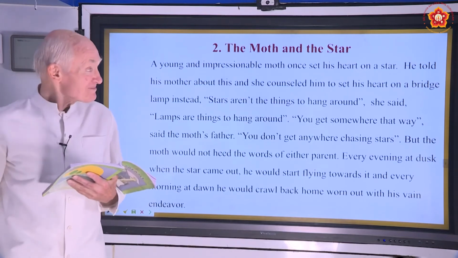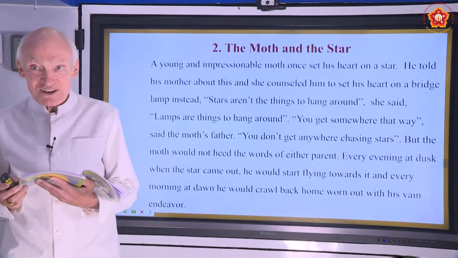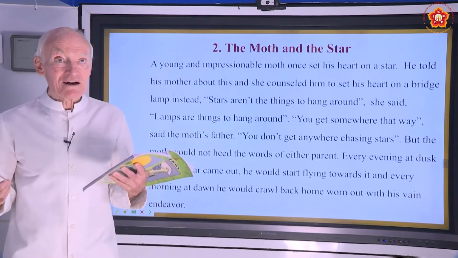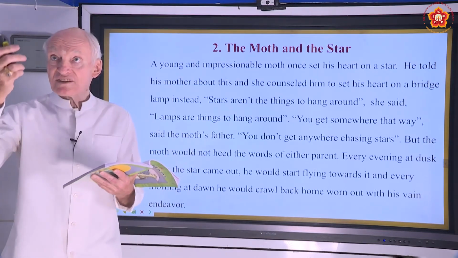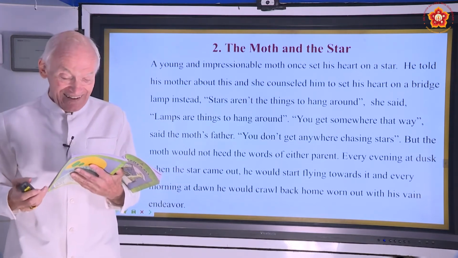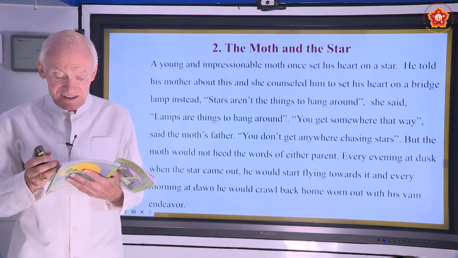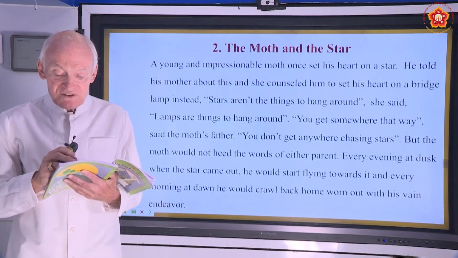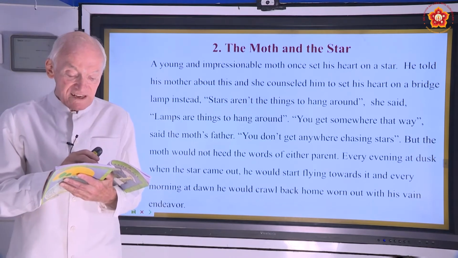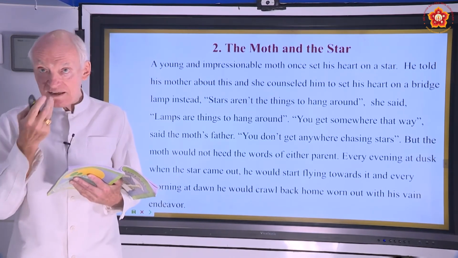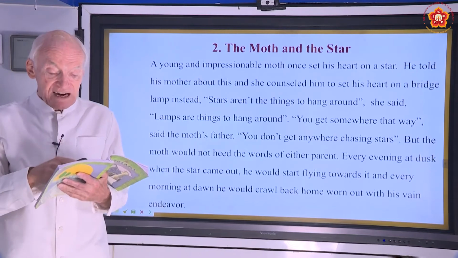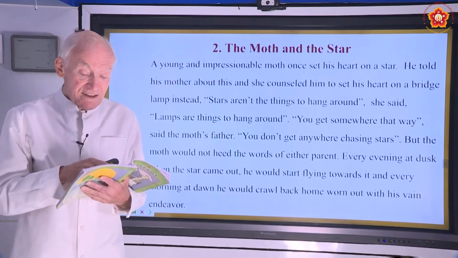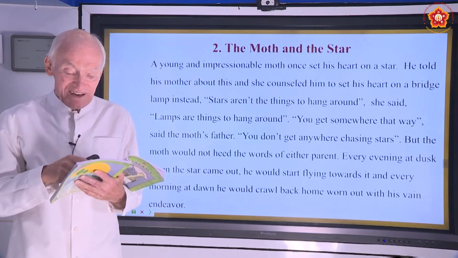So how does it start? A young and impressionable moth set his heart upon a star. He's looking around. He sees the lights, but he sees a bright star up in the sky. And he set his heart on this star. He told his mother about this, and she counseled him to set his heart on a bridge lamp instead. And she narrated to him, stars aren't the things to hang around. She said, lamps are the things to hang around.